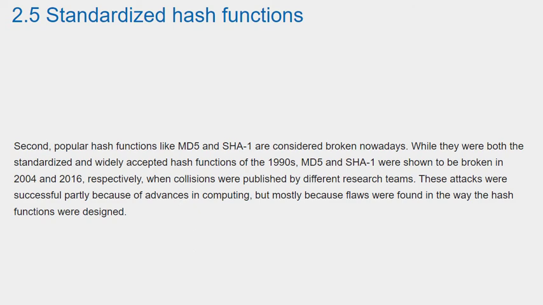Second, popular hash functions like MD5 and SHA-1 are considered broken nowadays. While they were both the standardized and widely accepted hash functions of the 1990s, MD5 and SHA-1 were shown to be broken in 2004 and 2016 respectively, when collisions were published by different research teams. These attacks were successful partly because of advances in computing, but mostly because flaws were found in the way the hash functions were designed.